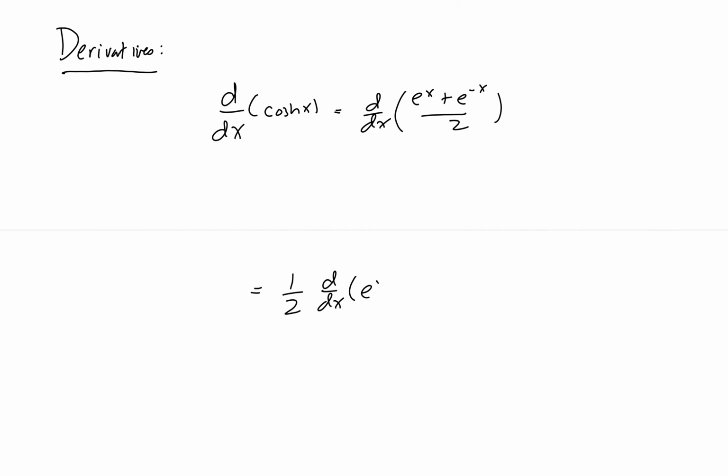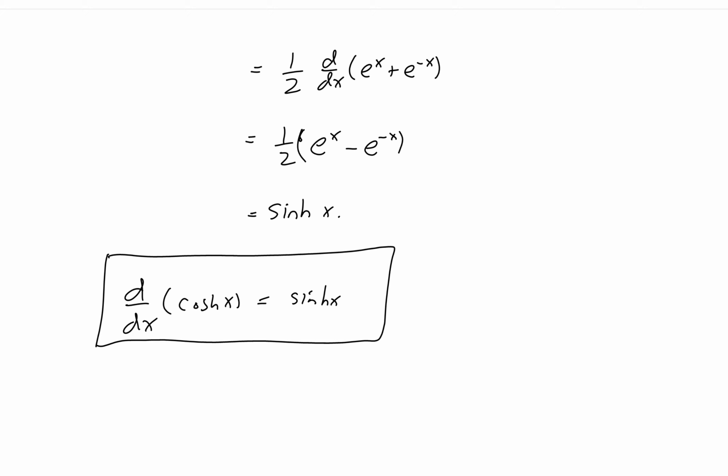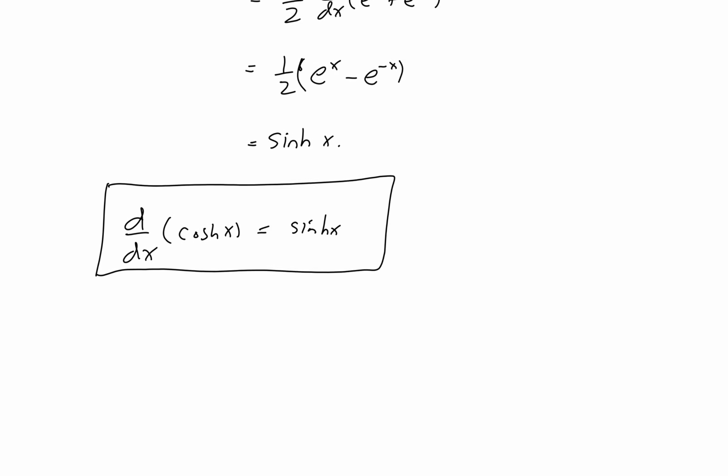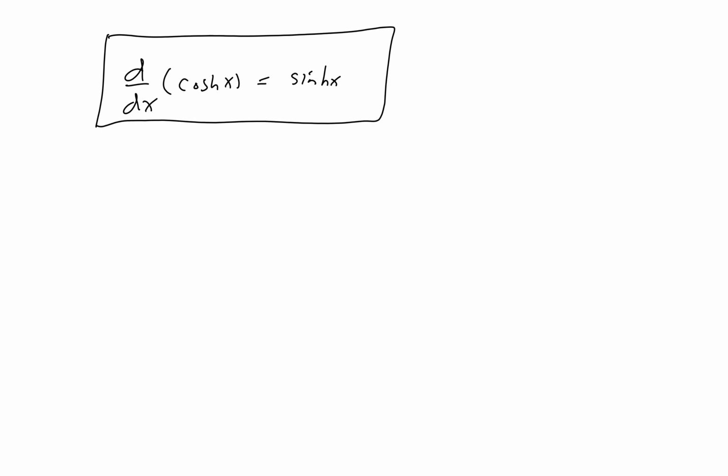This is e to the x, and then by chain rule I have minus e to the minus x. And then notice this is exactly hyperbolic sine. So another derivative for our bank of derivatives: the derivative of hyperbolic cosine is hyperbolic sine. So similar to sine and cosine, we just don't have the negative sign coming out there.